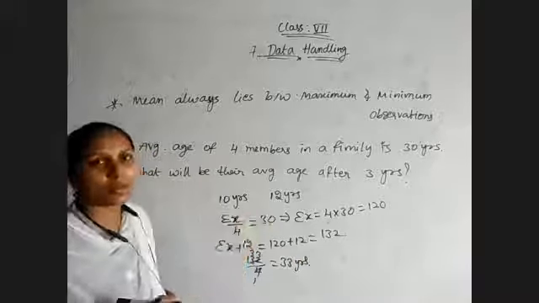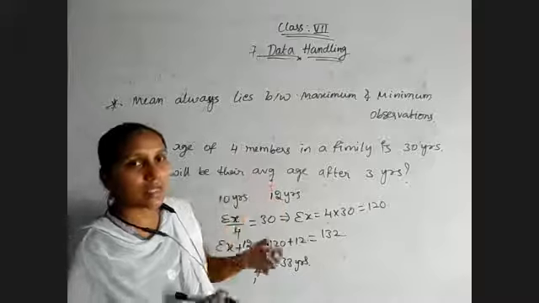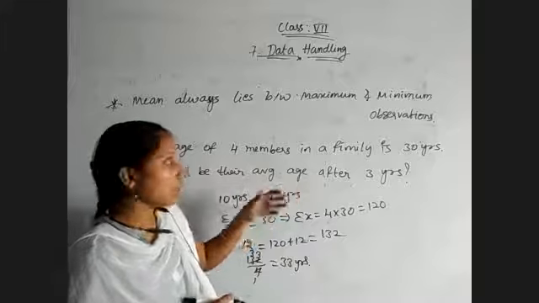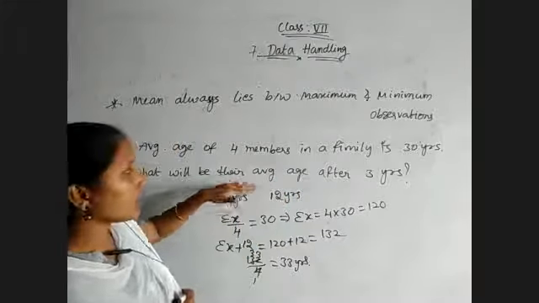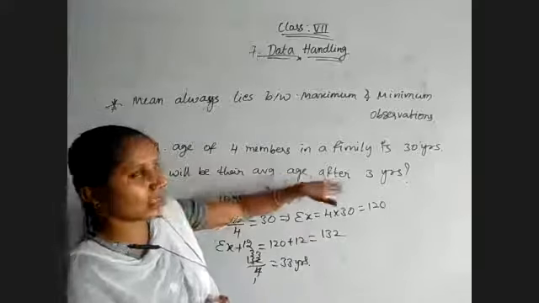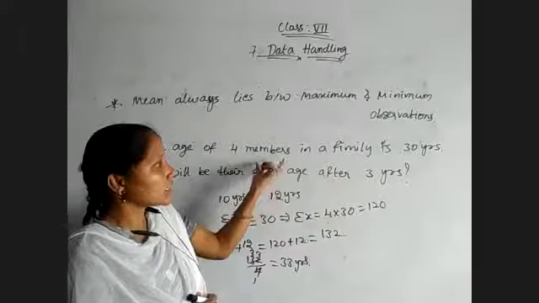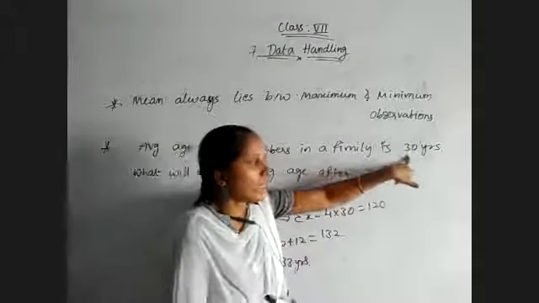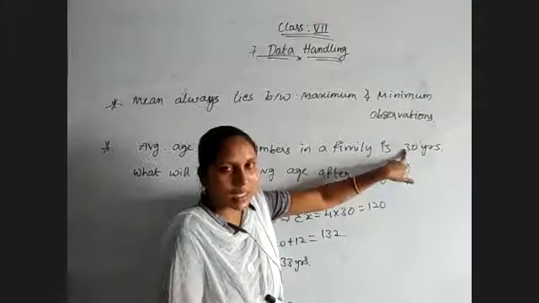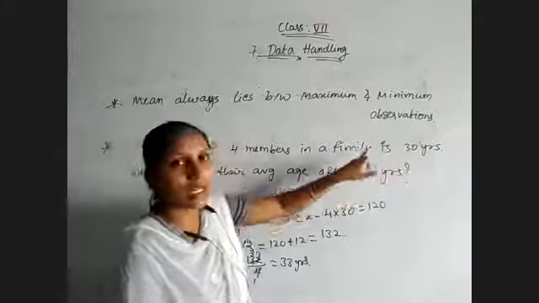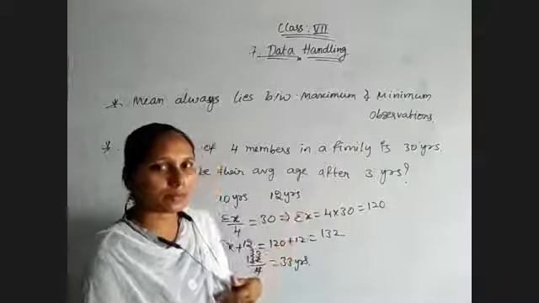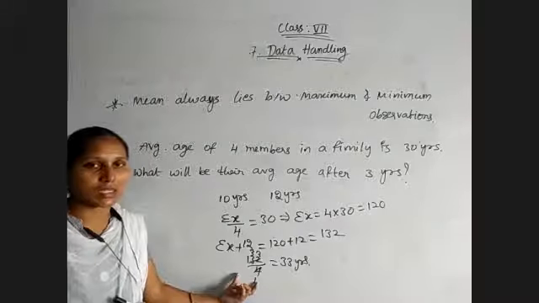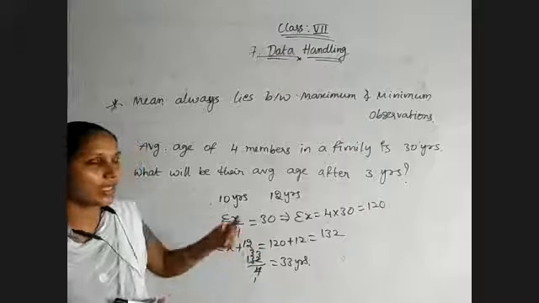This one we can tell without doing these calculations also. Why? Because we have the property that when each observation of the data is increased by some number, the mean is also increased by the same number. After 3 years, each person's age also increases by 3. The present mean age is 30 years, so after 3 years, 30 plus 3, it will be 33 years. These calculations are not needed; we can tell directly.